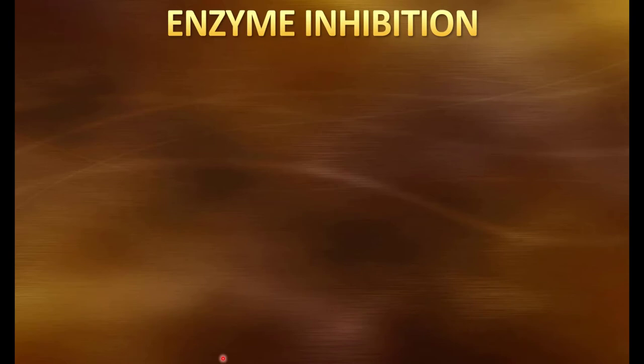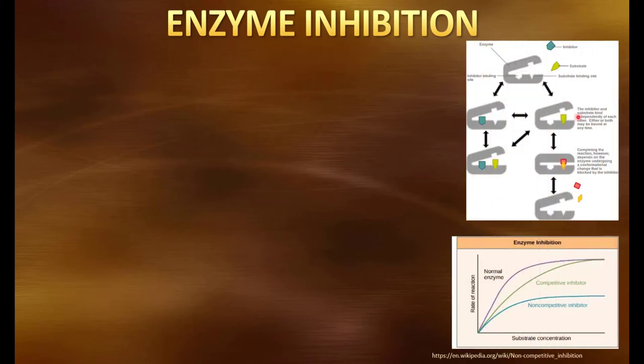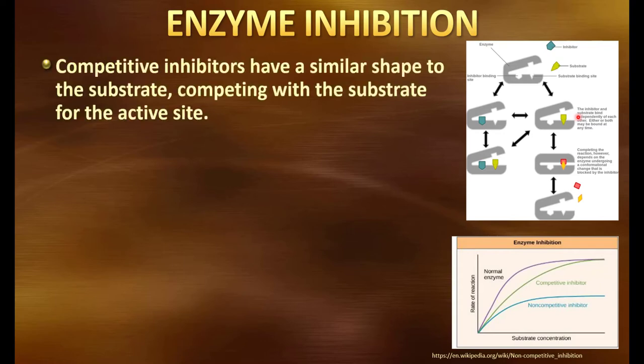Let's look a little bit more at enzyme inhibition. In addition to having an allosteric inhibitor, we can have other types of inhibitors. If it's a competitive inhibitor, it means that that inhibitor has a very similar shape to the substrate, so it competes with the substrate for the active site. If the inhibitor comes in and binds to the active site, then the substrate can't bind to it.